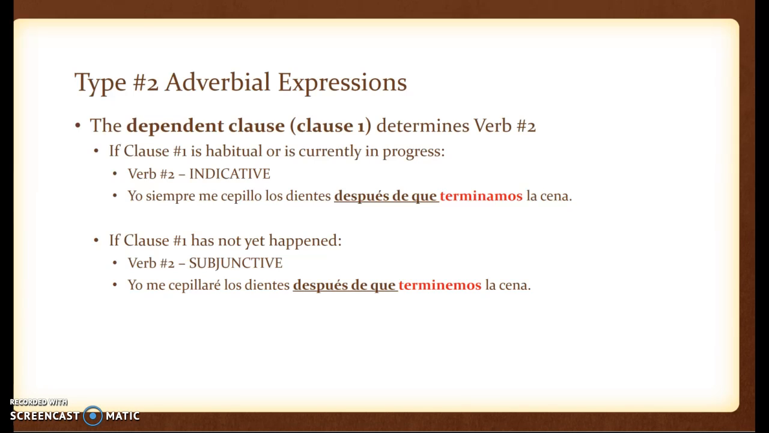So the two examples that I have are: yo siempre me cepillo, present tense, los dientes después de que terminamos la cena. And that was the indicative. For the subjunctive: yo me cepillaré los dientes después de que terminemos la cena. So that's the future tense where I keep the AR and I add to it. And I had to use the subjunctive in the second half.